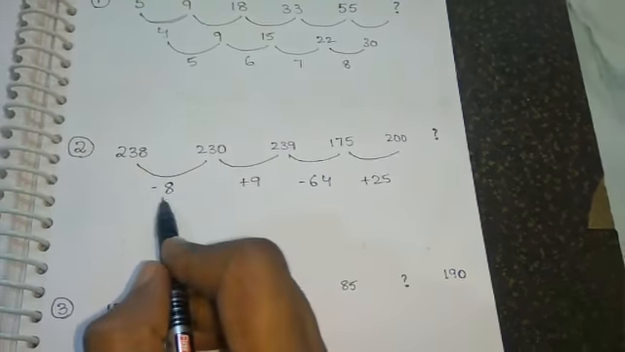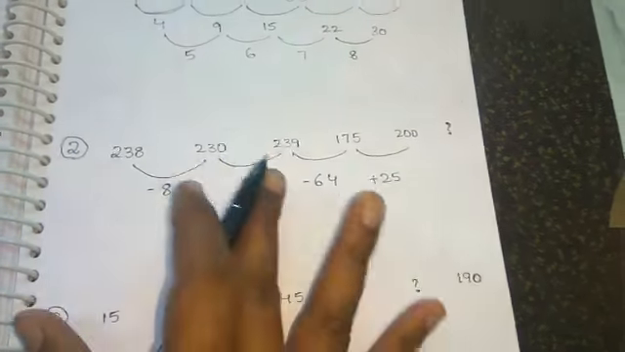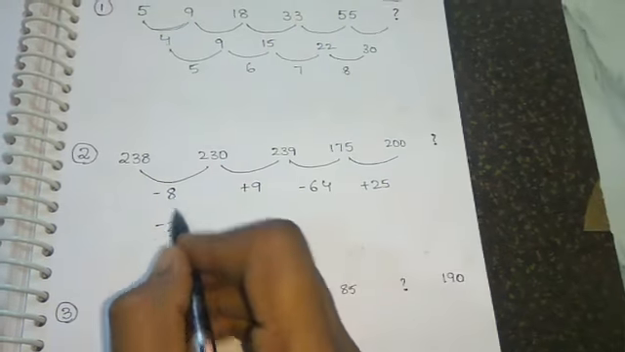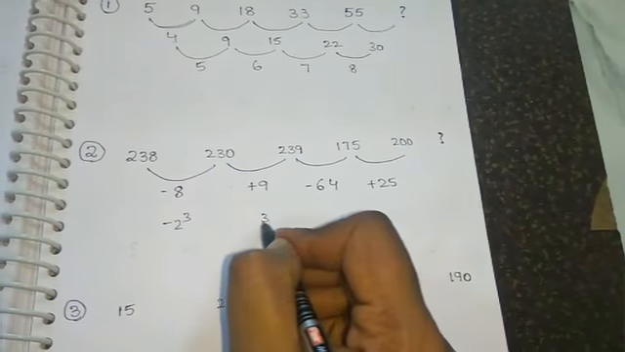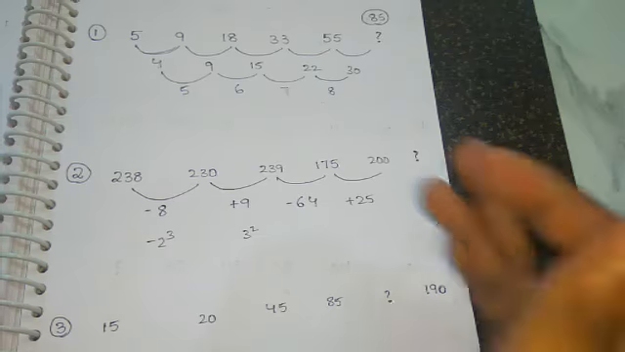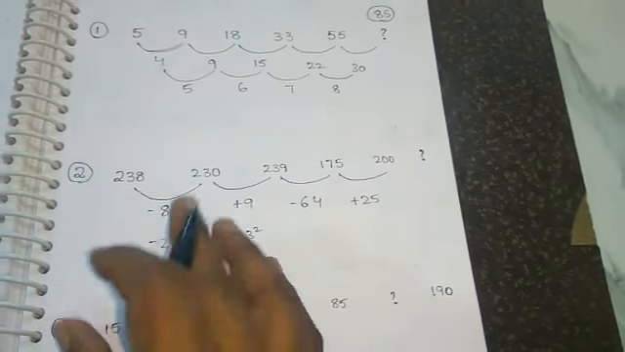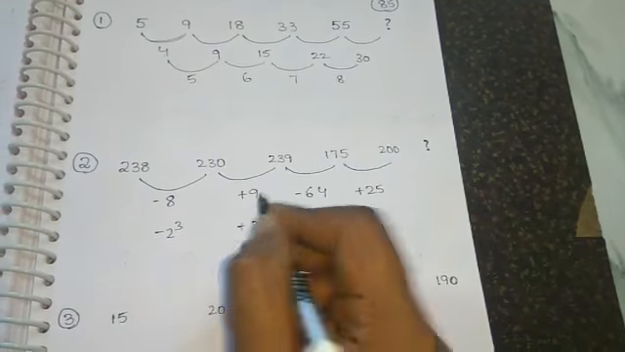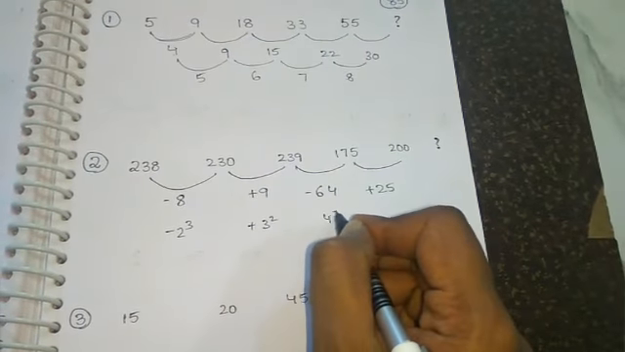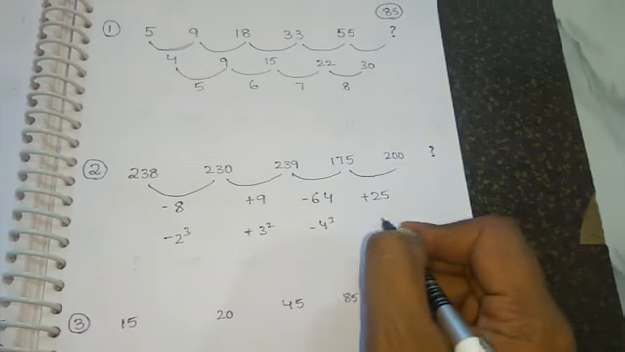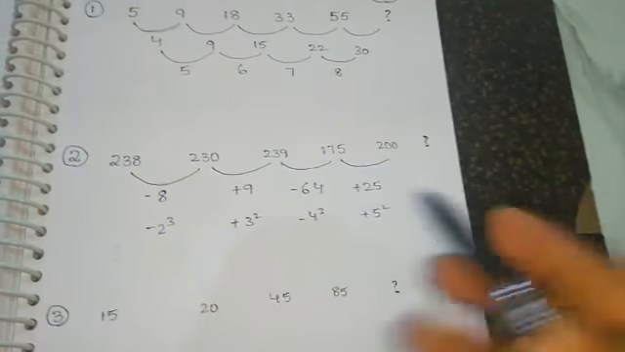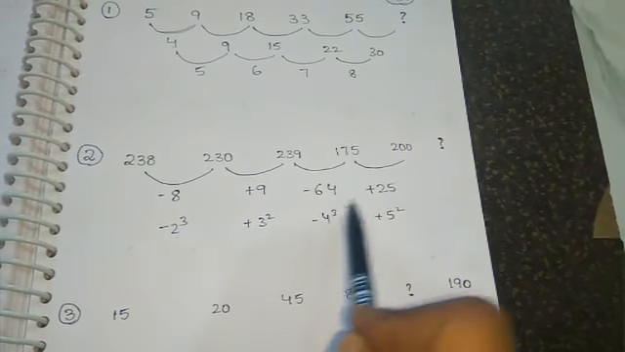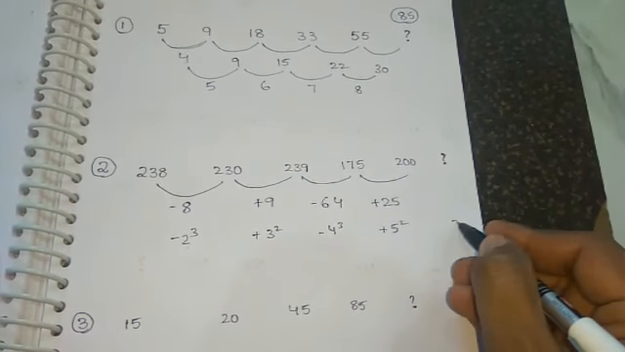So what is happening here? By just seeing 8, you should get an idea. It is nothing but minus 2 cube. 8 is nothing but 2 cube, 9 is nothing but 3 square. First of all, you should check this option. If at all it doesn't work, then you should go to the other option. 3 square, 9. 4 cube, 64, it is minus. This is 5 square, 25. See, 2, 3, 4, 5: cube, square, and the next one will be definitely cube.